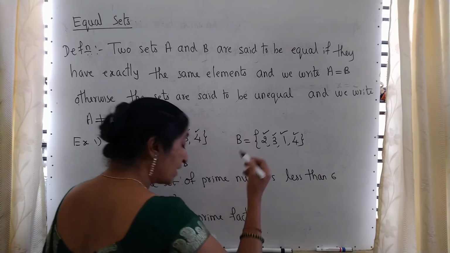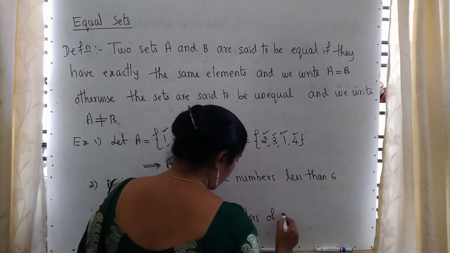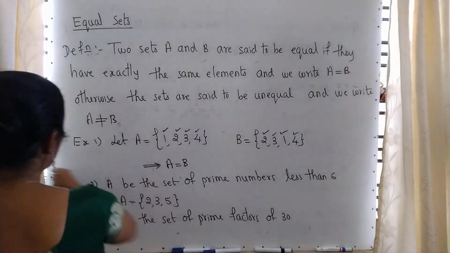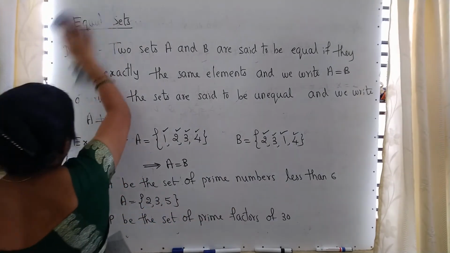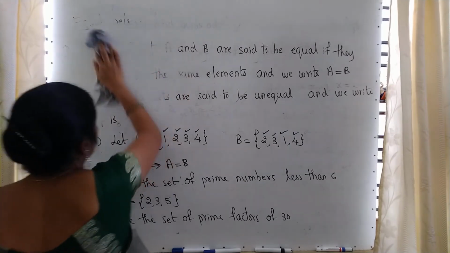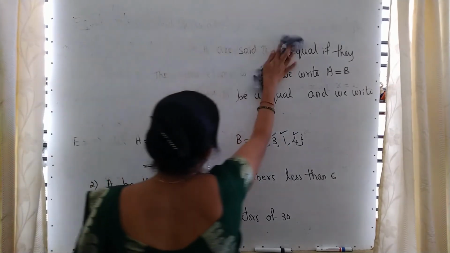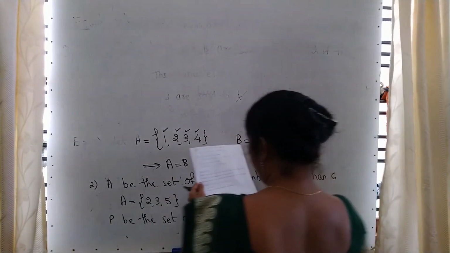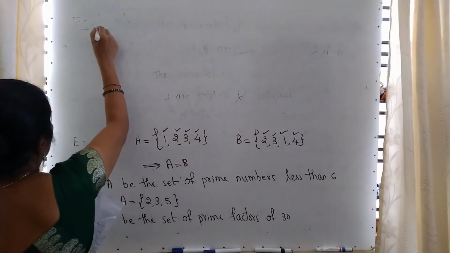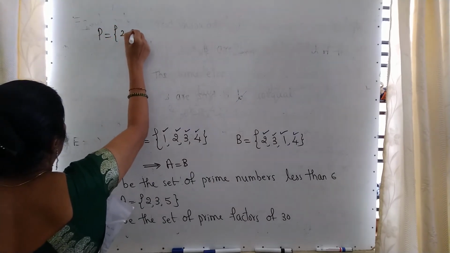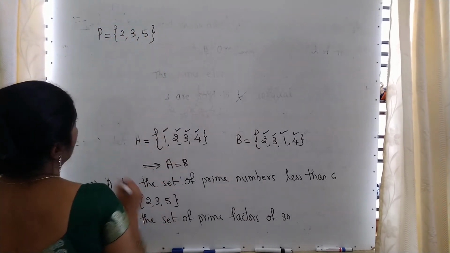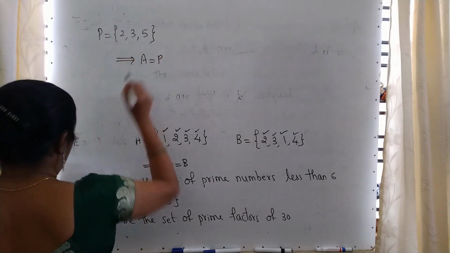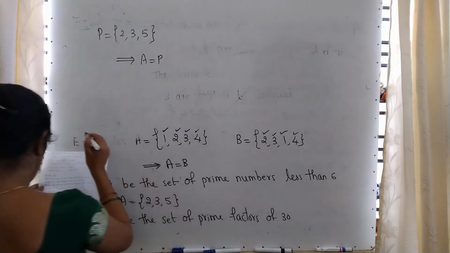Factors means the numbers that divide. Factors of 30. That means you have to write the set P such that the numbers which divide 30, not only divide, they are also prime numbers. Then how do you write set P? Set P will be {2, 3, 5}. Only prime factors we have to write. So therefore A and P are equal or what? Yes, they have the same elements, so they are equal.